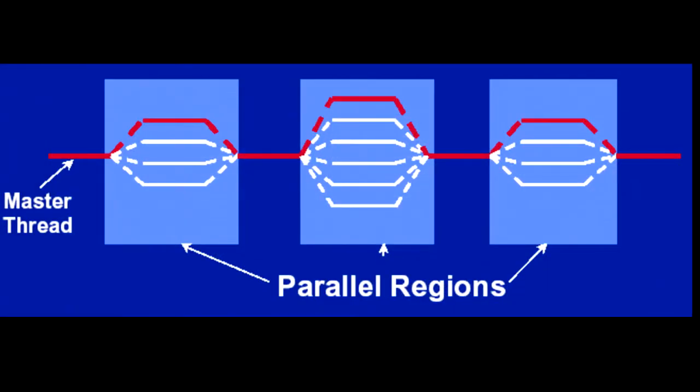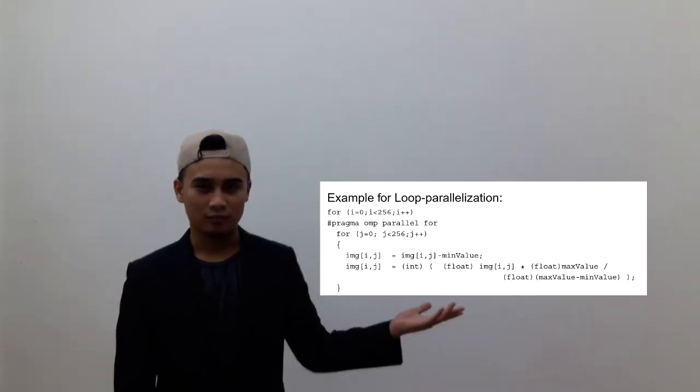OpenMP. This is an example of loop parallelization.